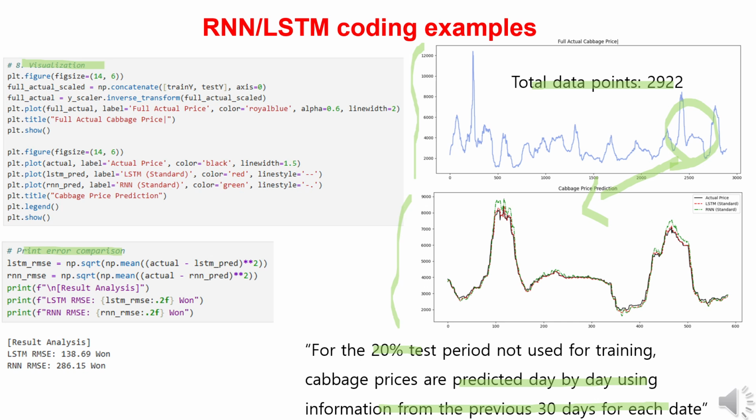Finally, the RMSE is calculated to numerically compare the prediction errors of the two models. In this experiment, the LSTM model shows a lower RMSE than the RNN model, indicating more stable and accurate prediction performance.